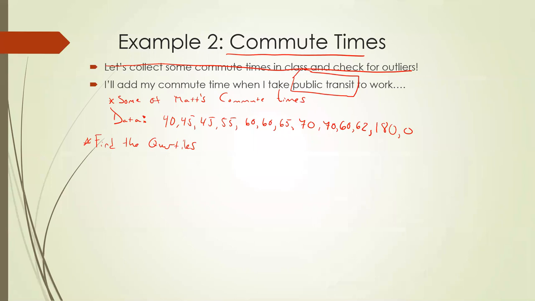So we got the quartiles here. Q1 was 45, Q2 was 60, and Q3 was 67.5. All right, let's find the interquartile range here, okay? So the IQR is just Q3 minus Q1, which is 67.5 minus 45. Can anybody tell me what that is? Thank you.